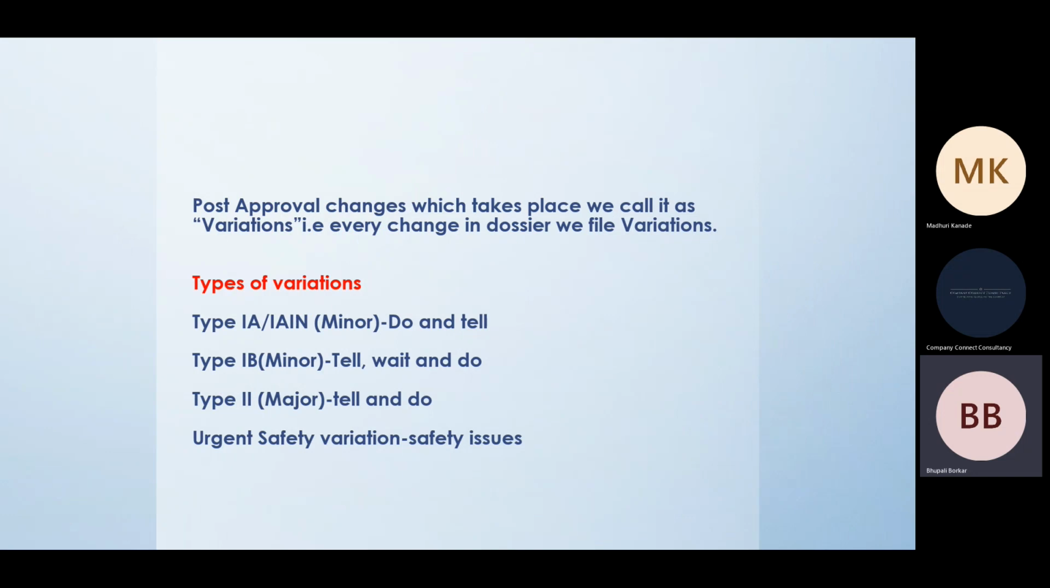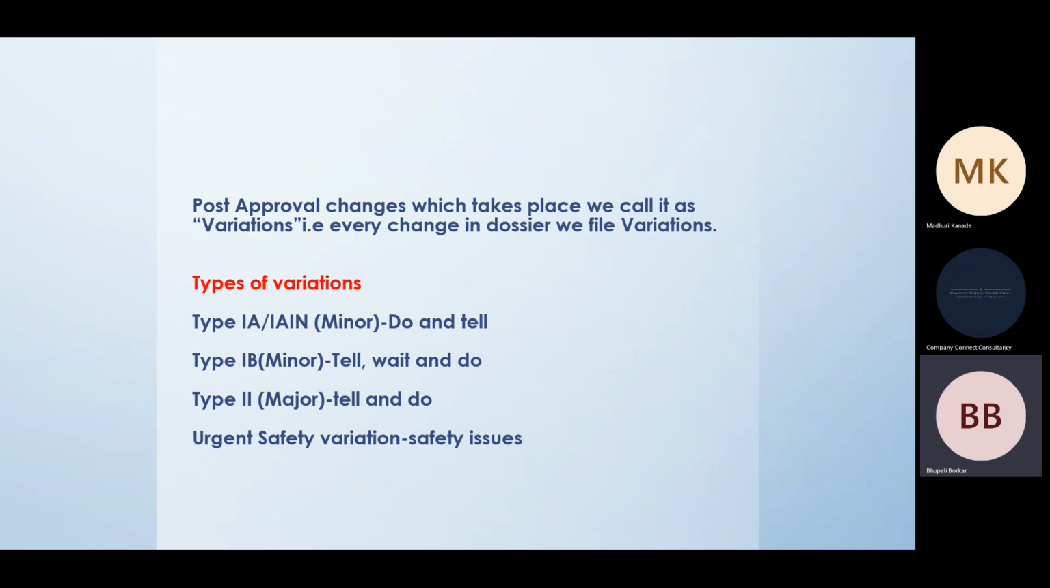In post-approval, whatever change takes place, say for example, if there is some change in the in-process specification, if the hardness is changing, I will have to inform the authority regarding this change. That change, in regulatory terms, we call variations. So for Europe, there are different types of variations. We have Type IA variation, we have Type IAIN. So what is Type IA variation and Type IAIN variation?